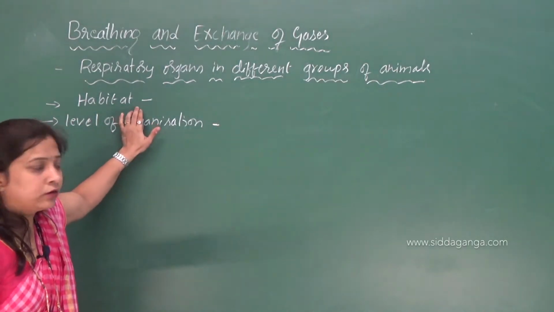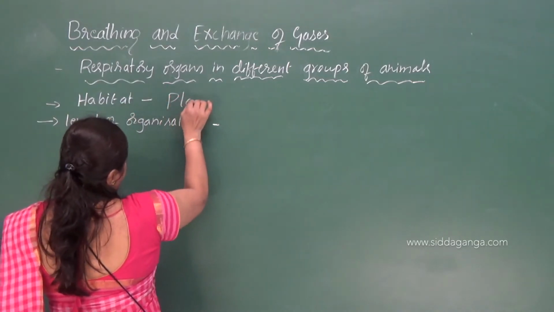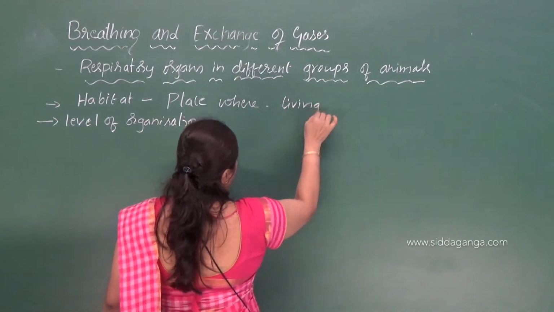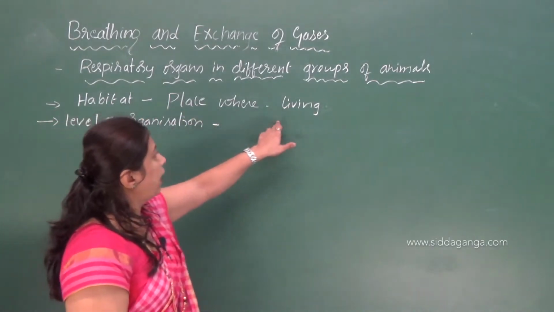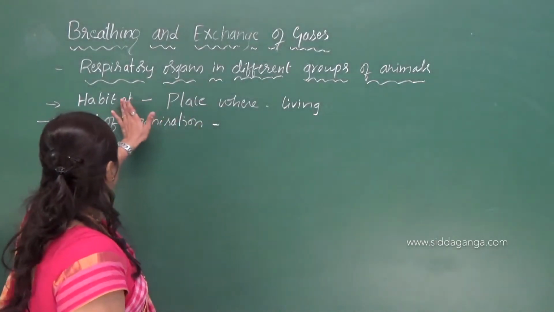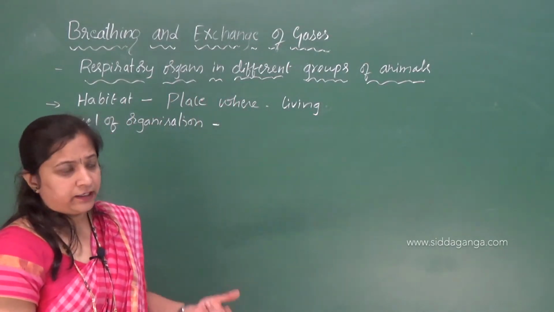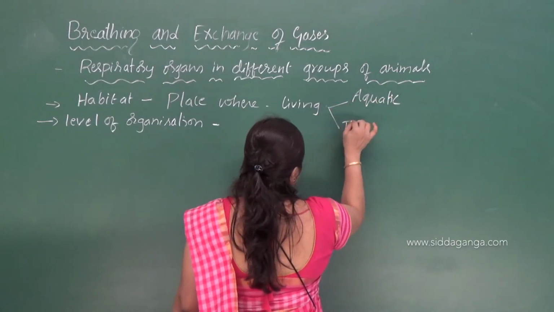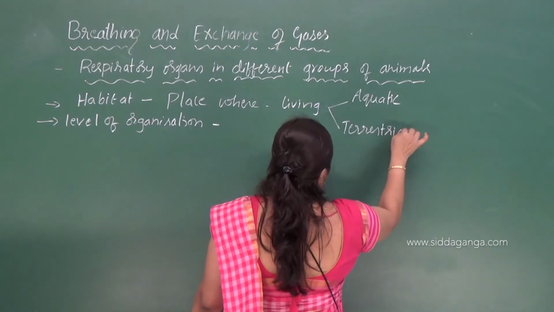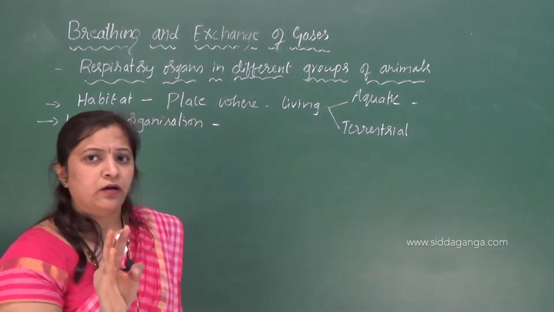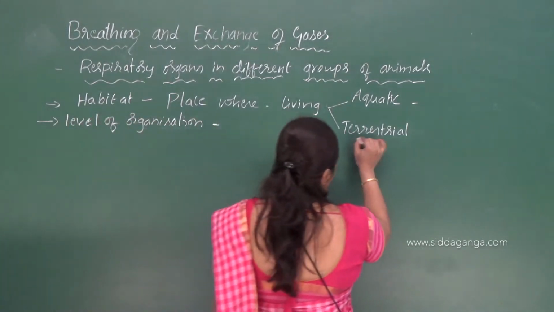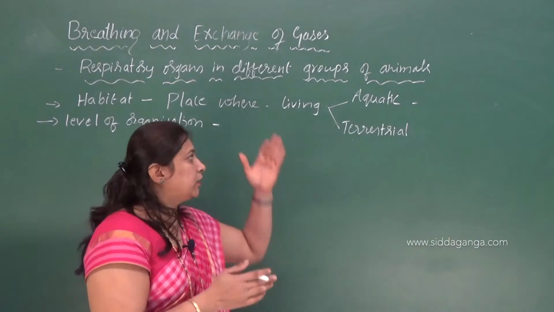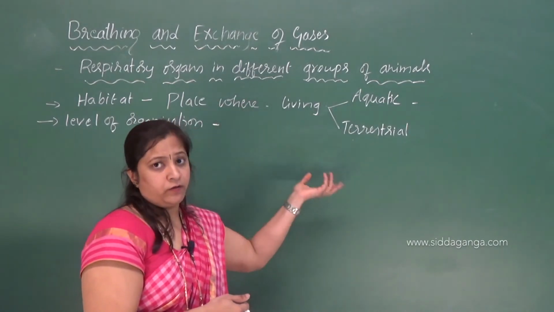So habitat means what? Habitat means it is a place where an animal is living. See, some animals are aquatic and some animals are terrestrial. Aquatic means the animals which live in water are called aquatic animals. What is terrestrial? The animals which live on land are called terrestrial. The nature of the respiratory organs depends upon the habitat of the animal, whether it is living in water or whether it is living on land.